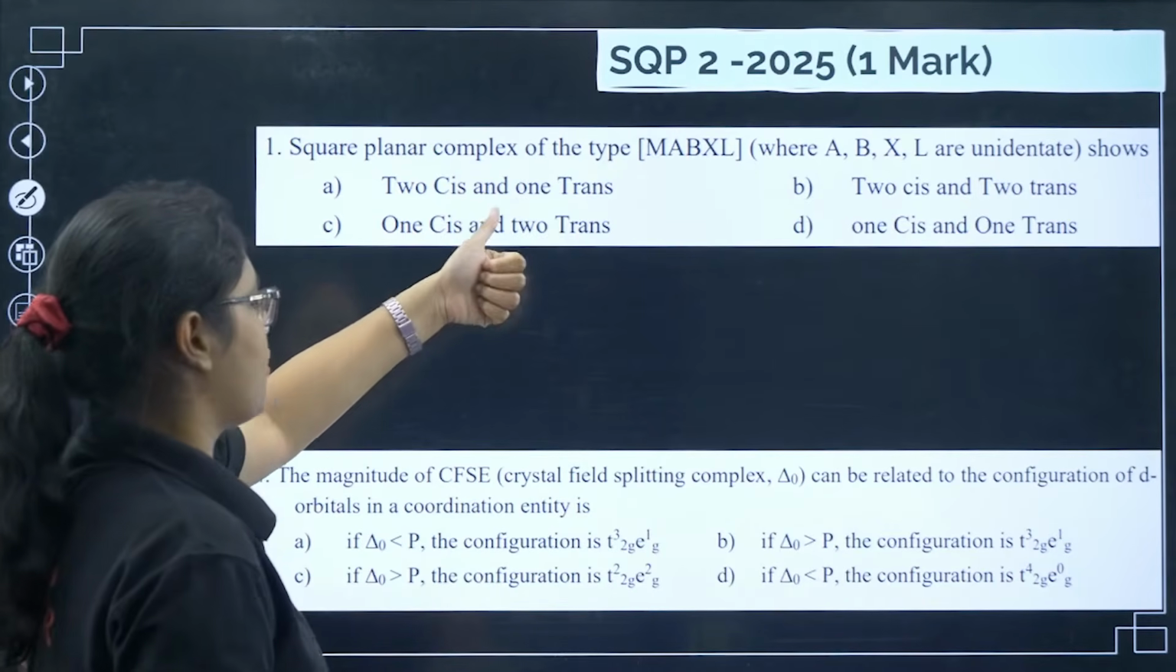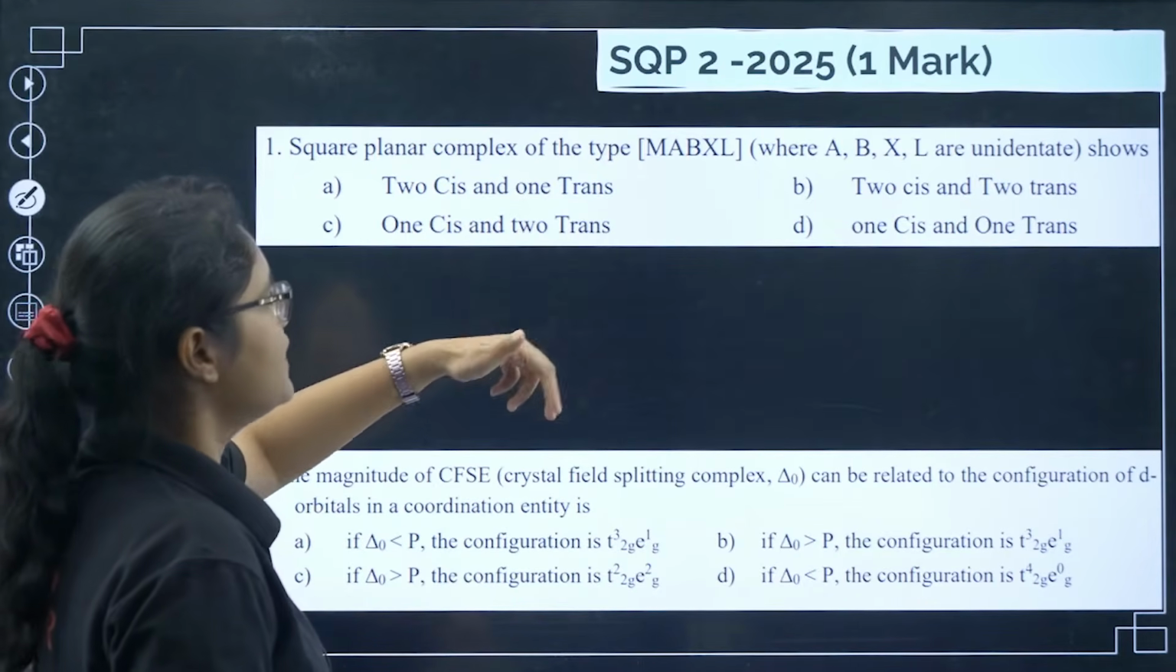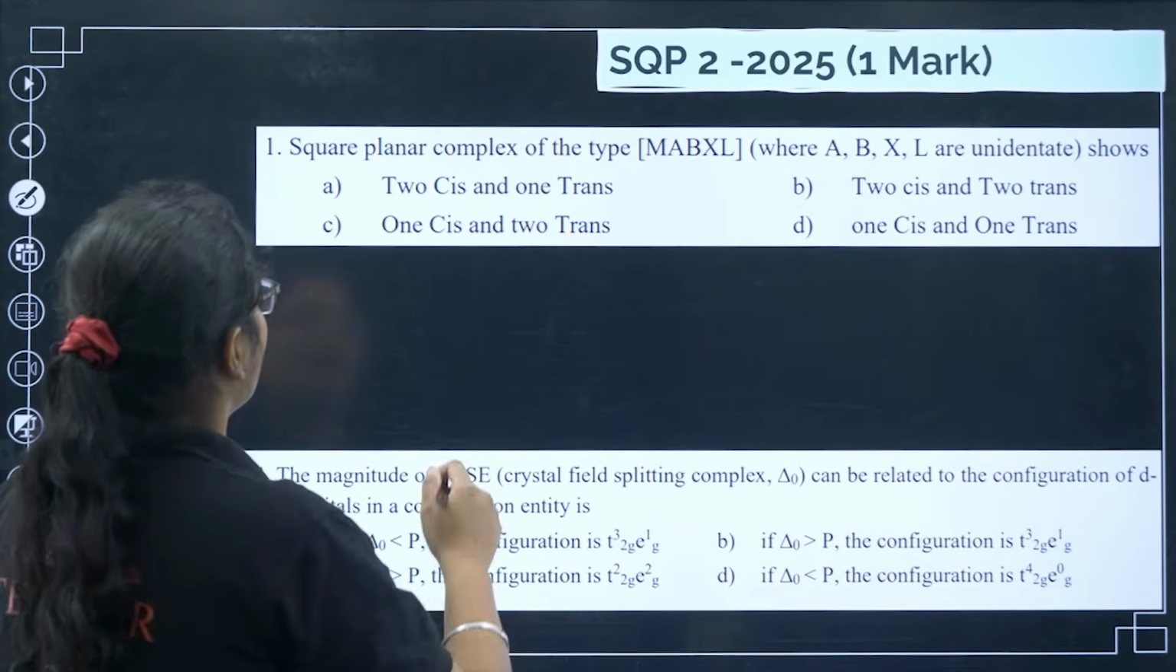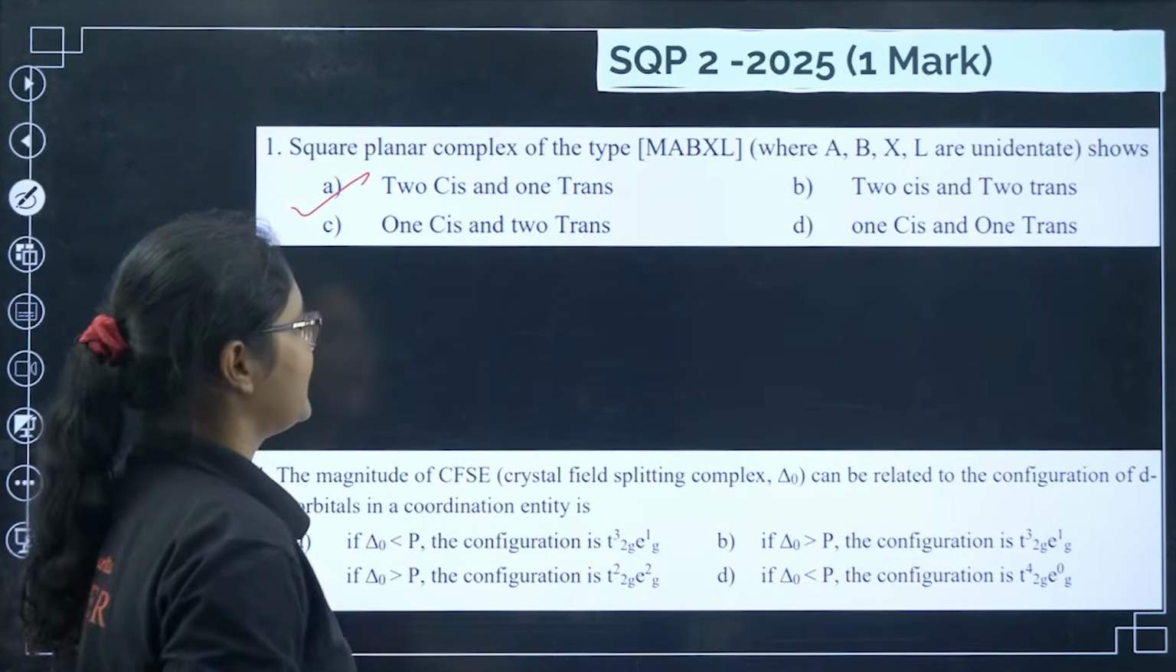The square planar complex of MABXL shows 2 cis and 1 trans form. So that is your option number A here.